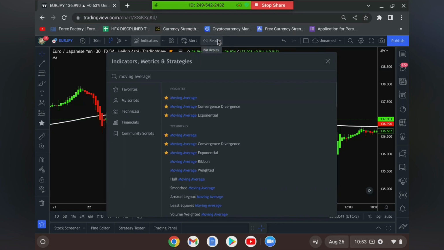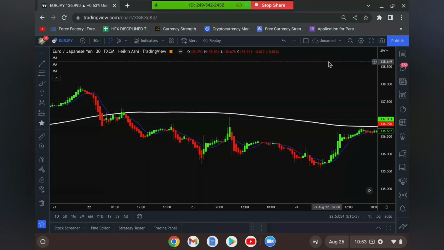So all I have to do is tap moving average twice. 1, 2. And now I have 2 new moving averages here on my chart. Okay. So I'm going to exit out of this. And let's go ahead and change the inputs on these new moving averages.